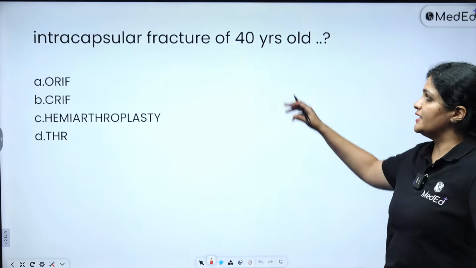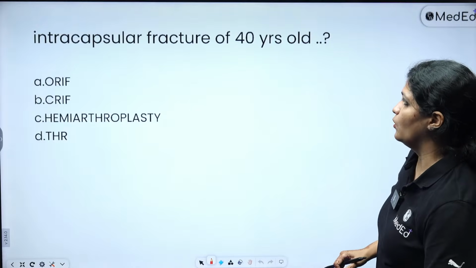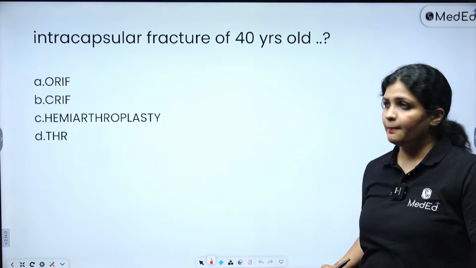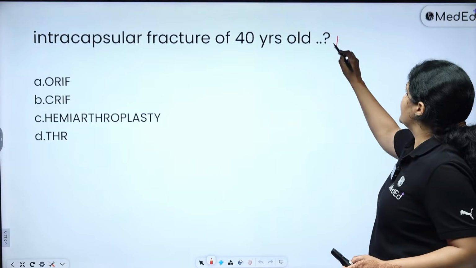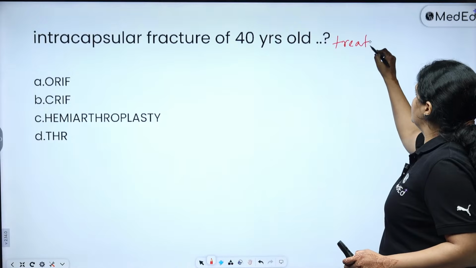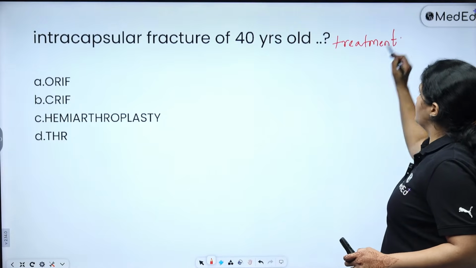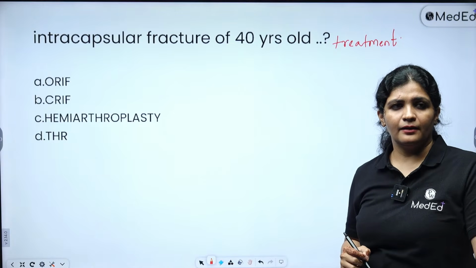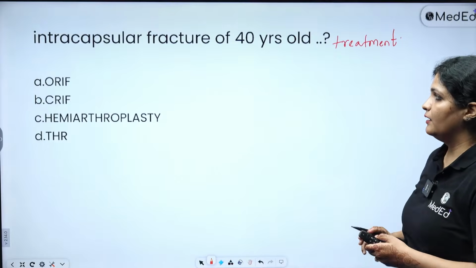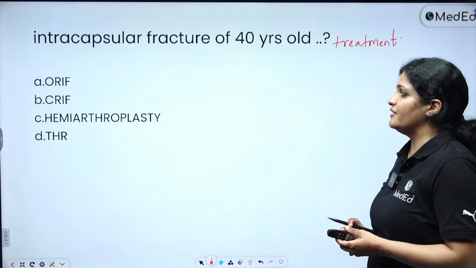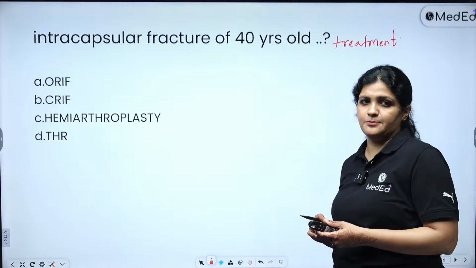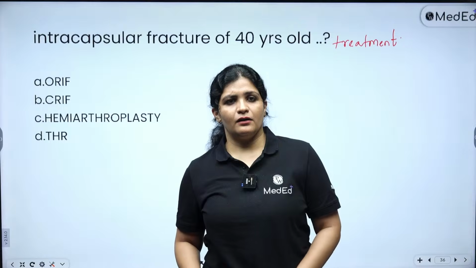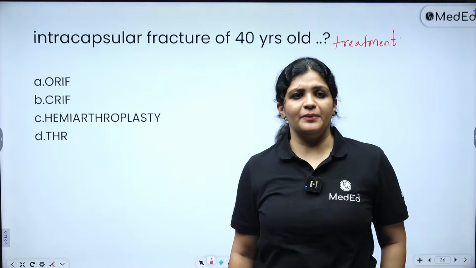Next. Now I think you have to answer this, because we had a great detail about all this. What is the treatment for an intracapsular fracture in a 40 year old? Here I am asking you about the treatment. Yes, because we have discussed already. Is it ORIF, CRIF, hemiarthroplasty or total hip replacement? What could be the treatment?